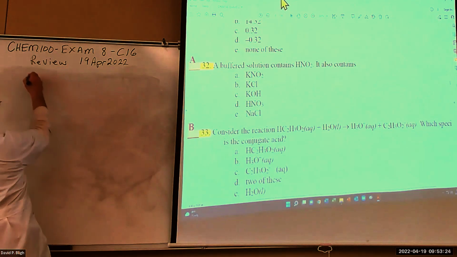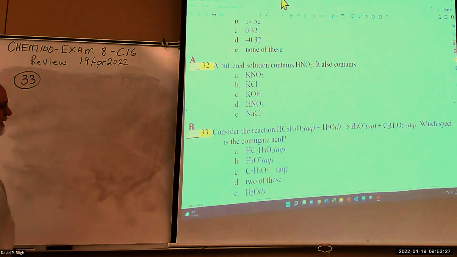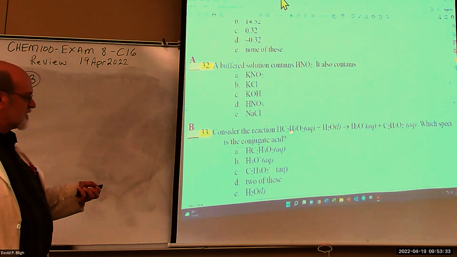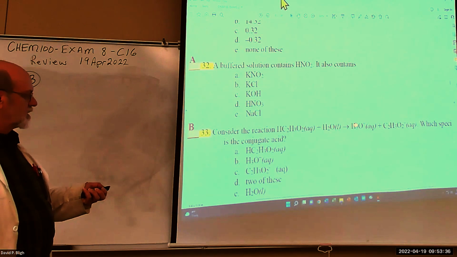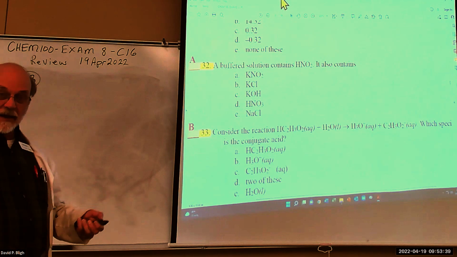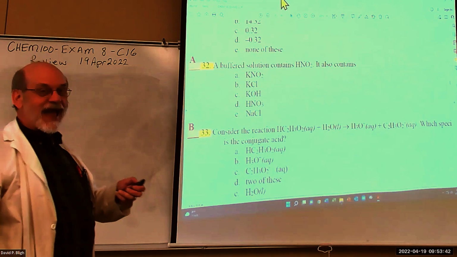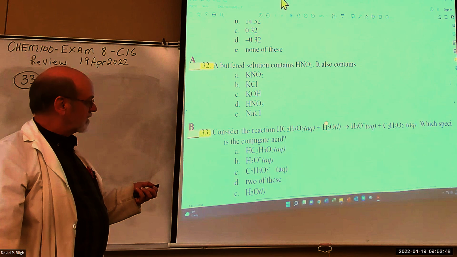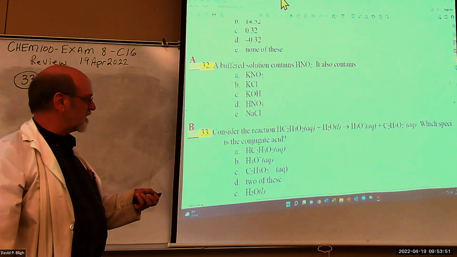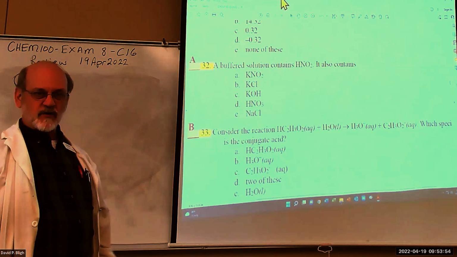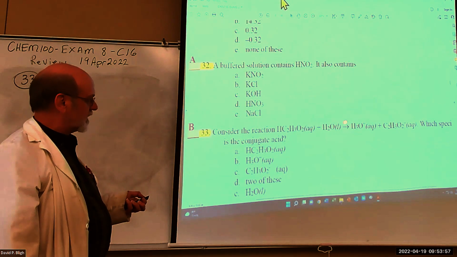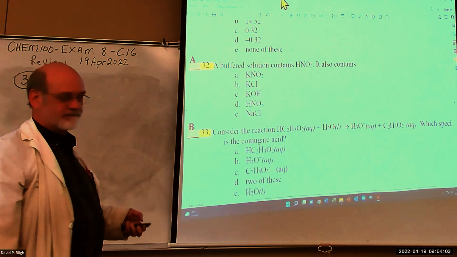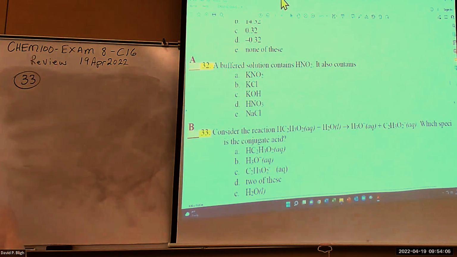Okay, 33. Consider the reaction: acetic acid plus water yields hydronium ion plus acetate ion. This is the complete equation. This is actually what happens. Transfer a proton from here to the water. So you have an acid, a base, conjugate acid, conjugate base. Oh, I just answered the question. Which one is the conjugate acid? Conjugate acid is this one right here. Okay. Takes care of that.